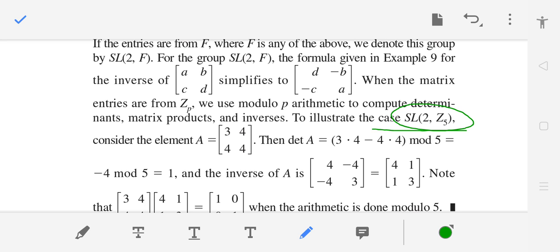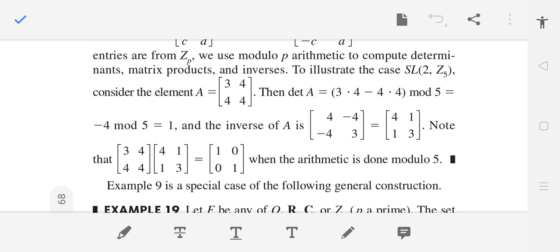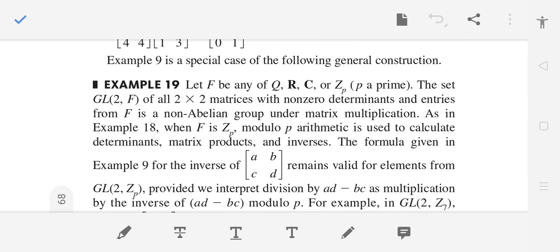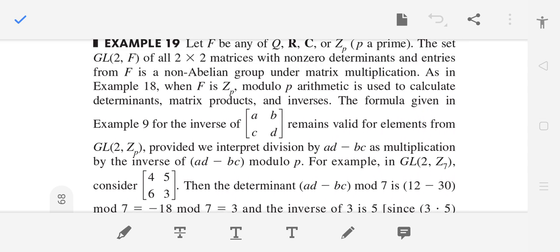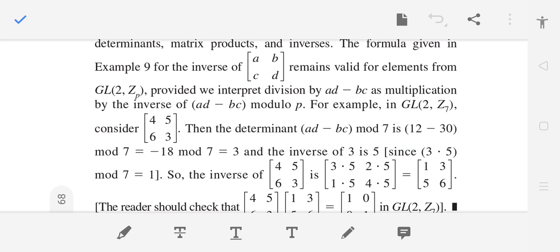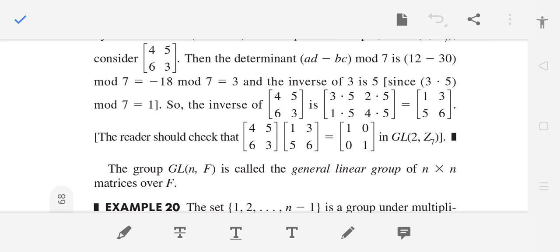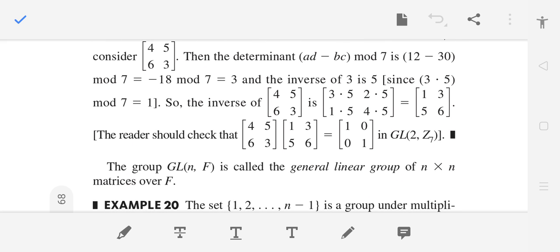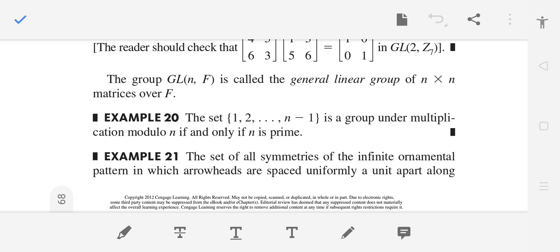Now illustrate with SL_2(Z_5). Consider an element A. Then the determinant of A mod 5 is going to be 1. The inverse of A you can easily calculate from the formulas. It's all easy, and you can show that it is a group. Now we move towards another group, where we talked about the inverses. You can find the inverse. You can see example 19 yourself.